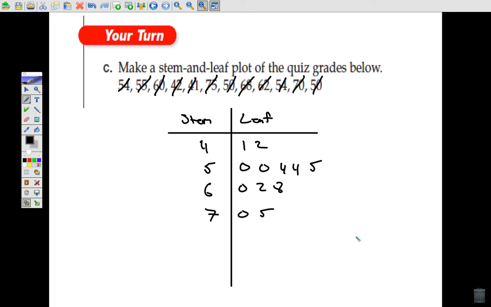Sometimes stem and leaf plots can be useful when you're actually trying to find the median, because remember when you find the median, we'll do this a little bit later, but you have to have things in order. So this also puts the data from least to greatest in sequential order. So that's it for this one.